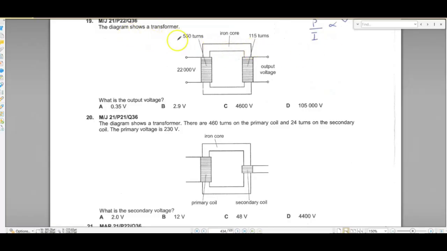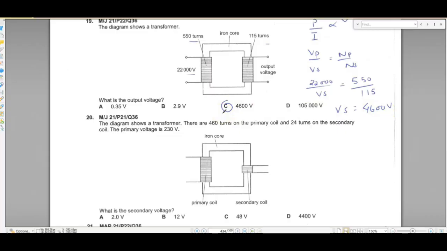Question number 19. The diagram shows a transformer. What is the output voltage? They've given us the input voltage. They've given us the number of turns. We simply need to use the formula. 2200, 1000. And Vs we don't know. And number of turns in the primary are 550. And these are 115. So Vs is going to be equal to 4600. So C is the correct option.